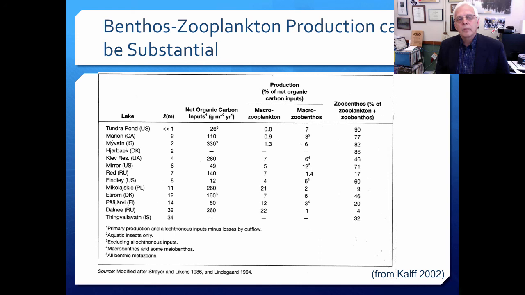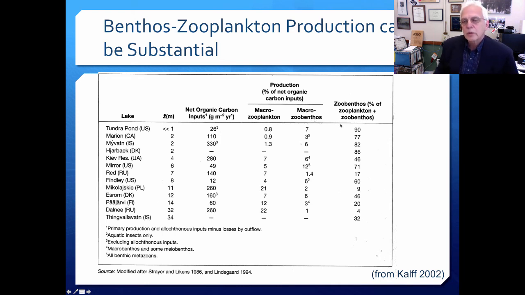Now the benthos and zooplankton production can be quite substantial, and they can be a very large fraction of the net carbon inputs, and carbon here again is a surrogate of productivity. Here we have the production of macrozooplankton and macrozoobenthos as a percentage of net carbon input into this production. You can see that these numbers are fairly high. They can be as much, almost a quarter of that carbon input can go into either macrozooplankton or macrozoobenthos.